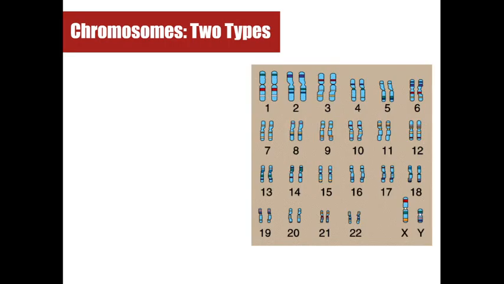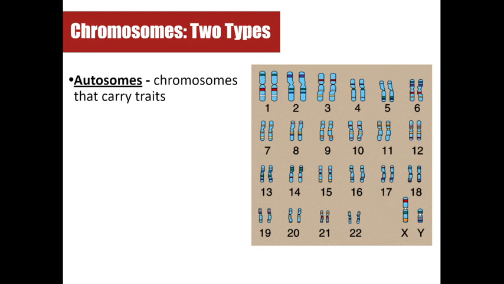So now you have two types of chromosomes. You have autosomes. These are the chromosomes that will carry traits. That is going to be chromosomes number 1 through 22. All of these chromosomes are going to carry your traits, such as eye color, hair color, anything like that that is going to be passed down from your parents, carried in chromosomes 1 through 22, which are autosomes.